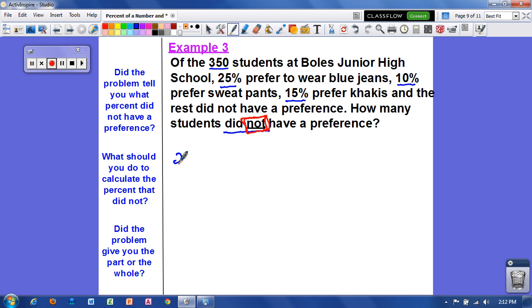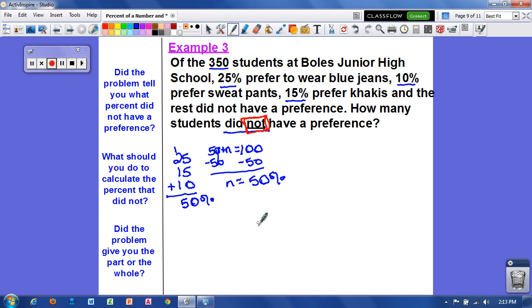So we have got 25%, 15%, and 10%. And if I add all of that up, I get 50%. So 50% of them have a preference. So I want to see how many do not have a preference. So 50 plus something is 100. So 50 plus something equals 100. So I'm going to subtract 50 from both sides. All right, so 50% of them did not have a preference.